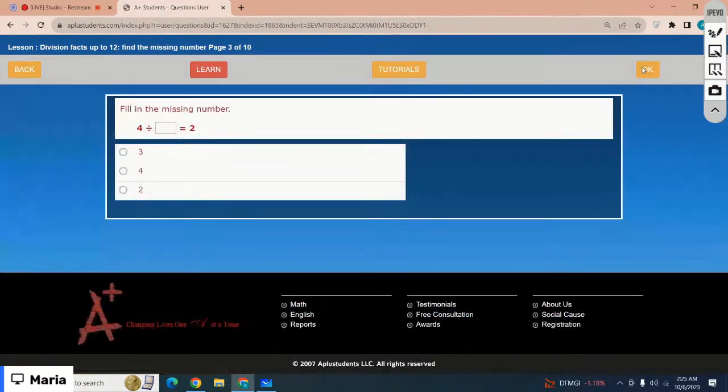Okay, the next one is 4 divided by missing number equals 2. Which number is missing? Which is the correct option? 4 divided by 2 equals 2. The correct option is 2. Very good.